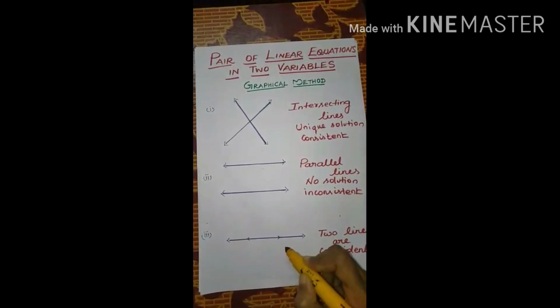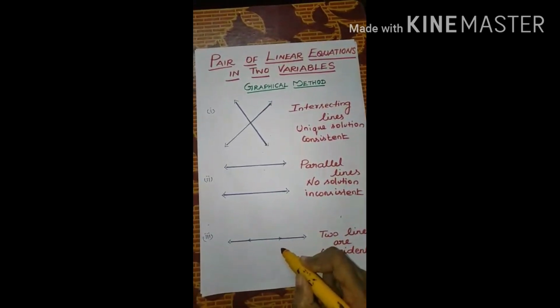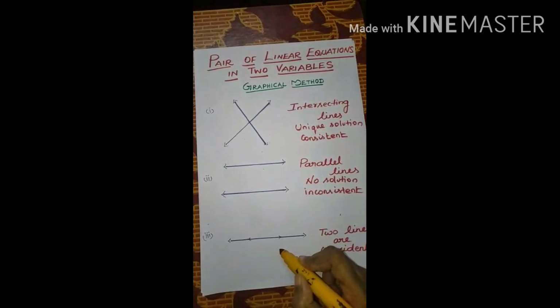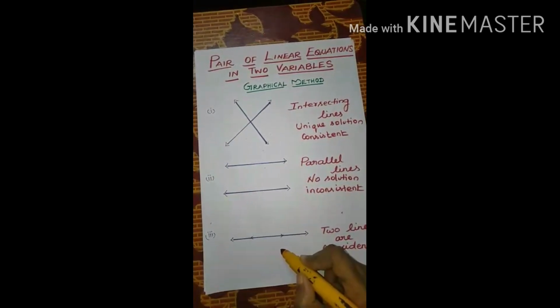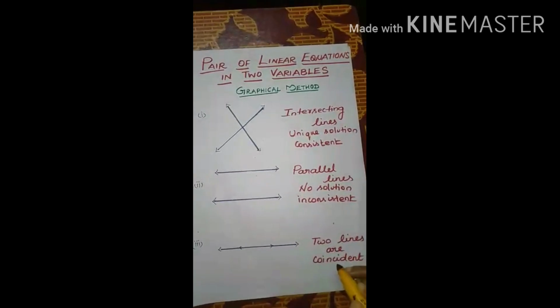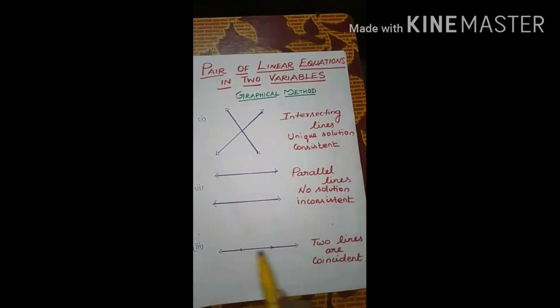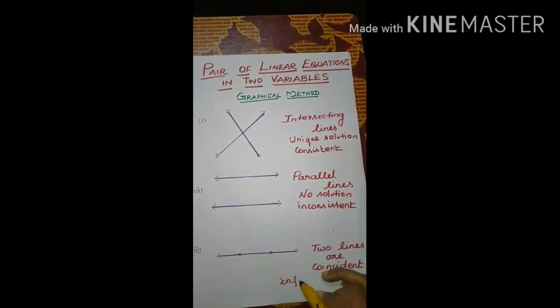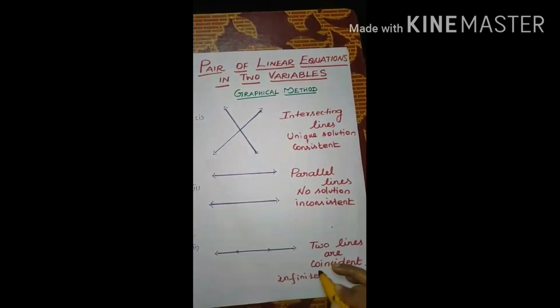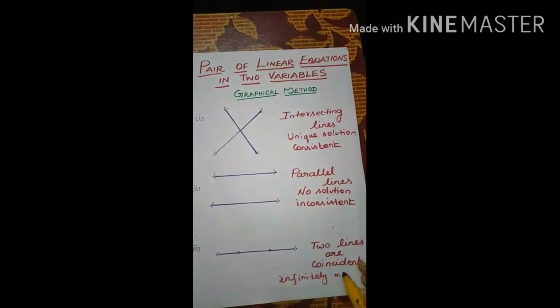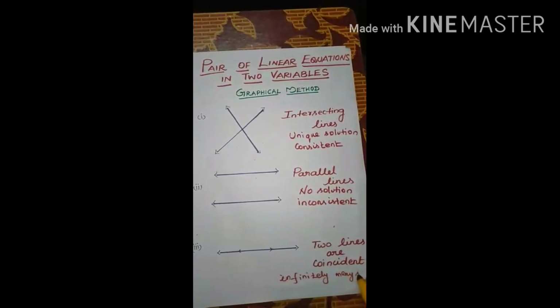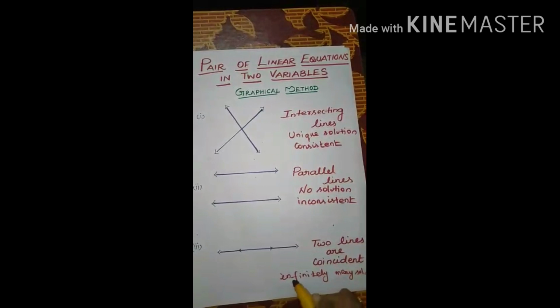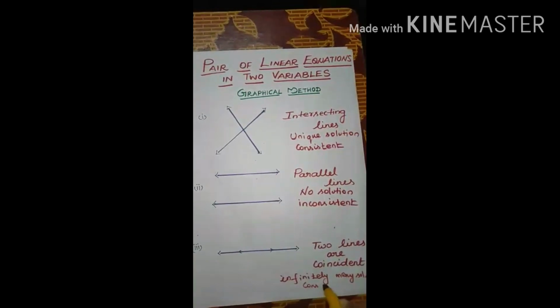The next one, if the lines coincide, then there are infinitely many solutions. In this case, the pair of equations is dependent and the result is consistent also. Here the two lines are coincident, so we get infinitely many solutions, and consistent also.